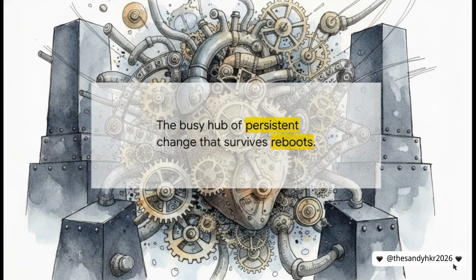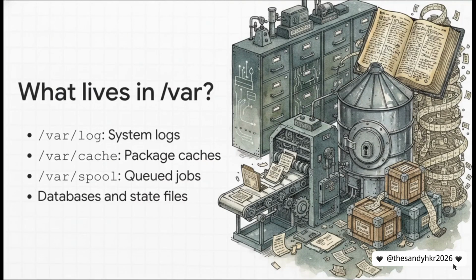But obviously, not all changing data can just be thrown away. That's where the /var directory comes in. It's named literally for variable data. This is the busy hub of persistent change on your machine. It holds data that changes constantly during operation, but absolutely must survive a system reboot. So what exactly lives in var?